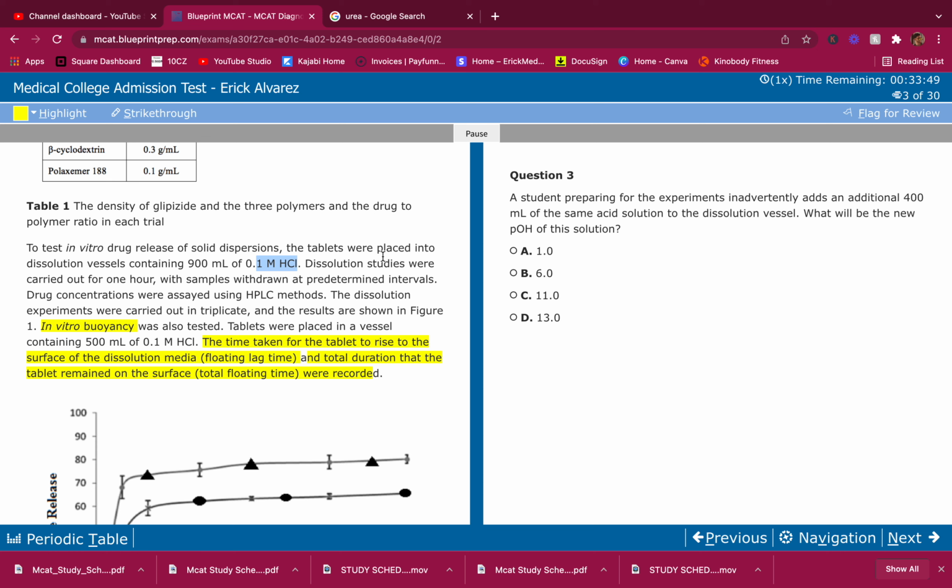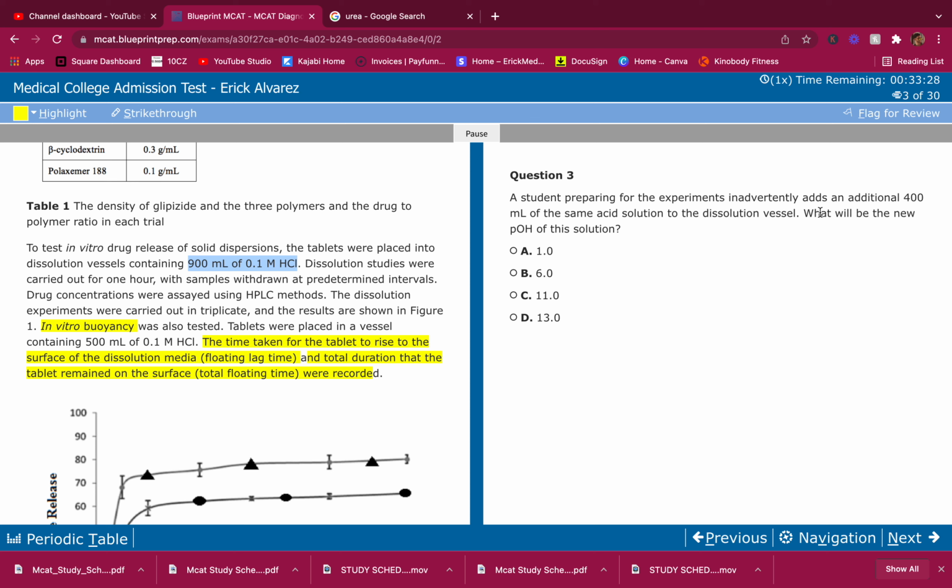Okay, you can comment down below if you need me to put the drawing in or my work on a piece of paper or anything like that. If you don't get that, just comment down below. I'll make sure you get it. So pOH is 13 here. They're looking for the new pOH after we add this. So we add 400 milliliters of the same solution.